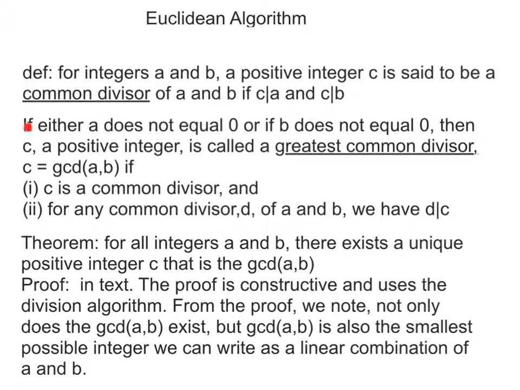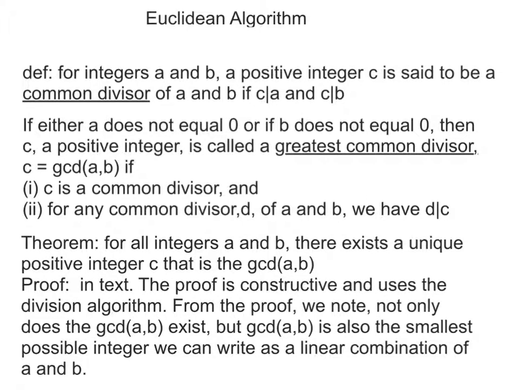If either a does not equal 0 or b does not equal 0, then c, a positive integer, is called a greatest common divisor. The notation is c equals GCD of a and b if c is a common divisor, and for any common divisor d of a and b, we have d divides c. So these two definitions are consistent with what you learned in 2nd or 3rd grade.